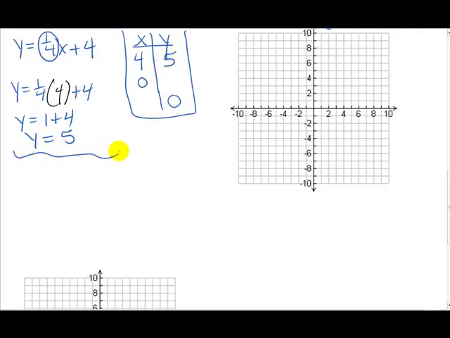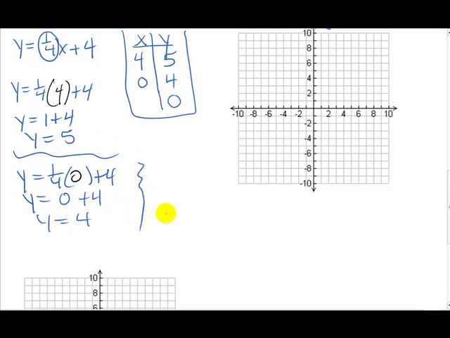Then we have y equals 1/4 times x plus 4. This time we will put the 0. And we'll have 0 plus 4, y equals 4. Then we're going to come in and use the 0 for the y. So negative 4 equals 1/4 x. To get rid of the 1/4, we're going to multiply by 4 over 1 on both sides. Let me get rid of that little line.